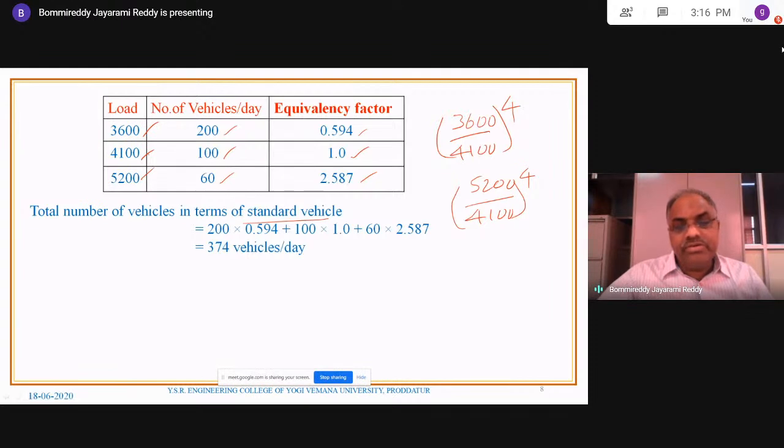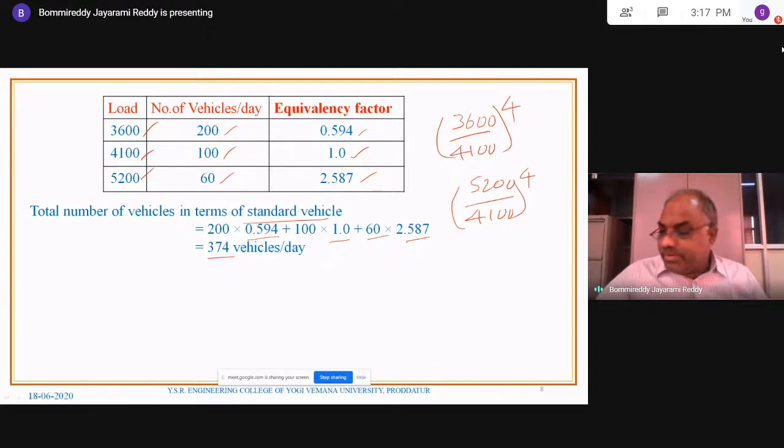5,200 kg wheel loads are also converted into 4,100, because 4,100 is the standard load that is considered. So what you do: 200 multiplied by this equivalency factor, 100 multiplied by equivalency factor 1, and for 5,200 the corresponding value 60, 60 multiplied by the equivalency factor. So the total number of vehicles are 374 vehicles per day.